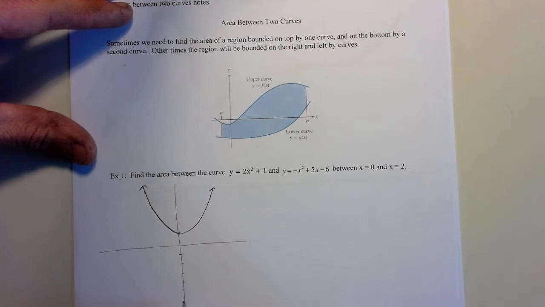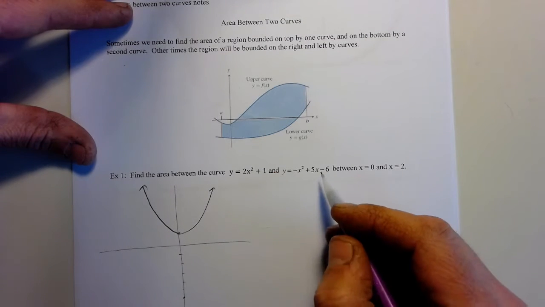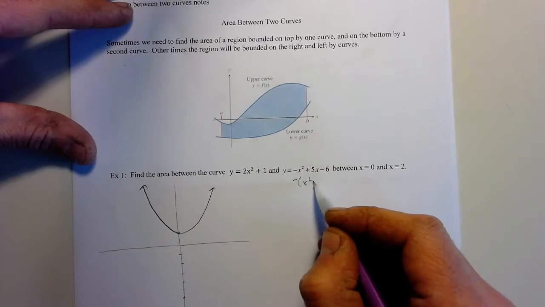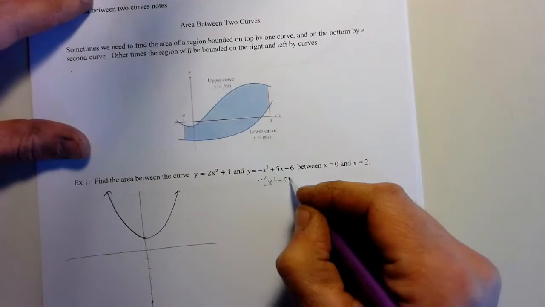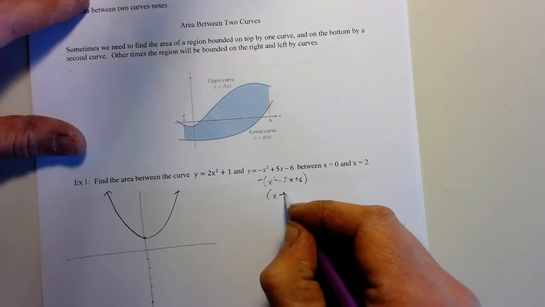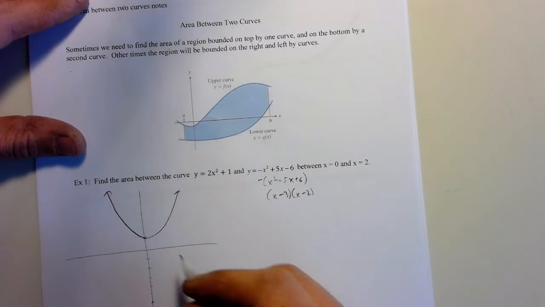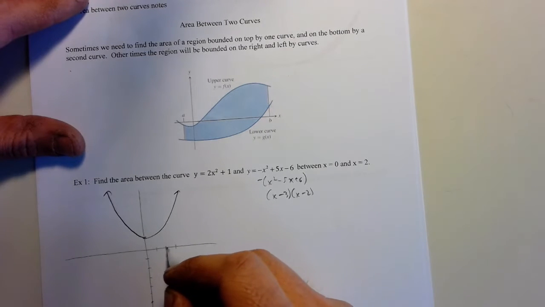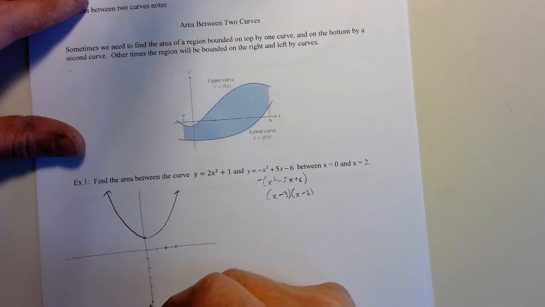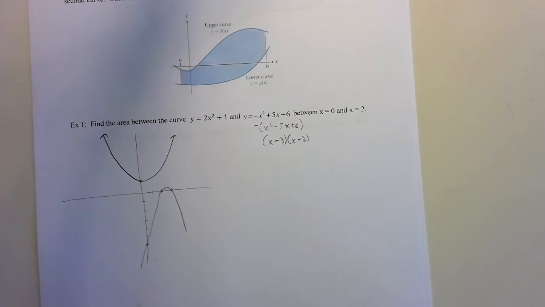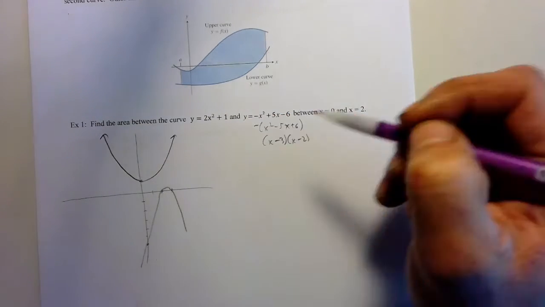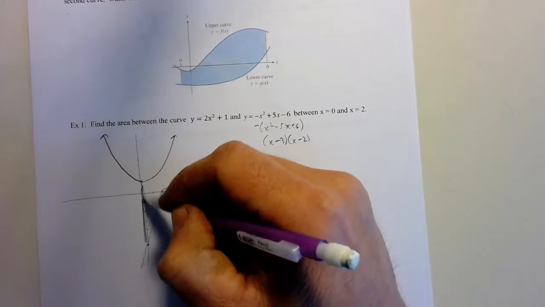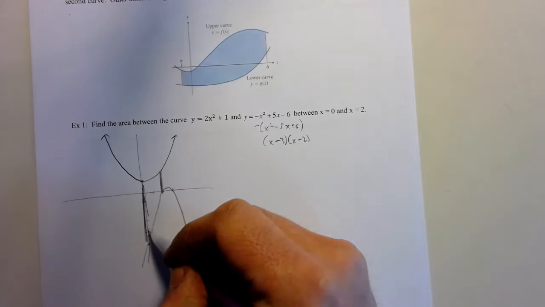It has a y-intercept of -6. And if I factor it, I can see that I get these two, so my graph's going to look something like this. You don't need to be perfect with the graphs. You just need to be able to get a general sense. We're just going from 0 to 2, because it tells me between 0 and 2. So we're just working on this region right here.